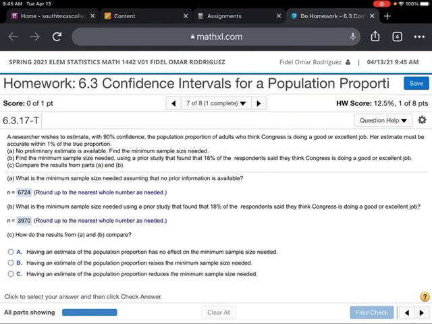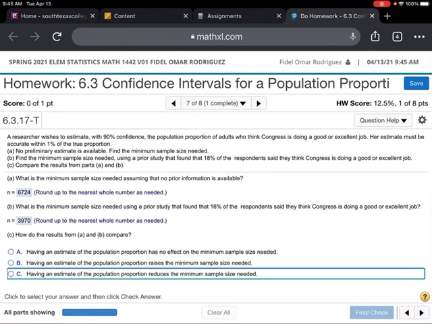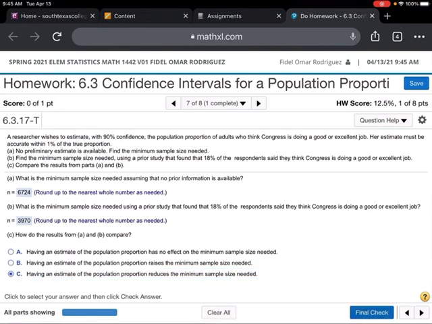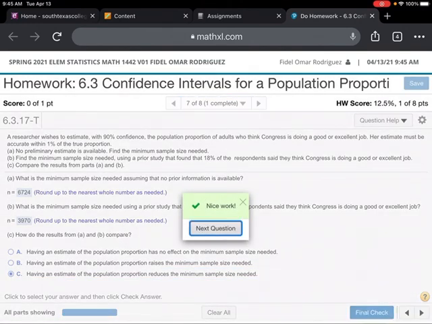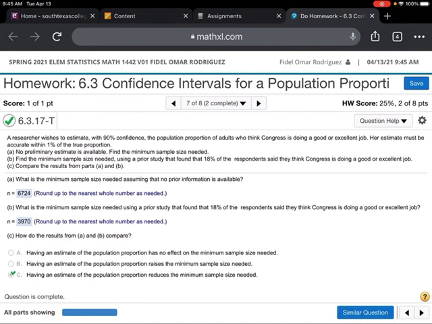So my choice here is going to be C, and I'm going to go final check, and we got it, okay? So I hope this helps for 6.3. This was number 7.